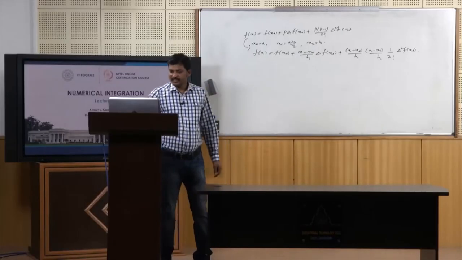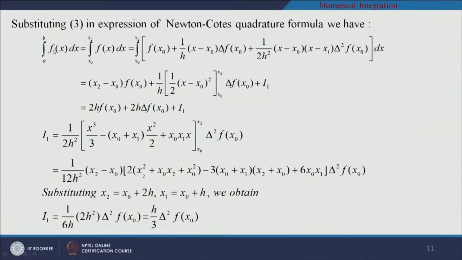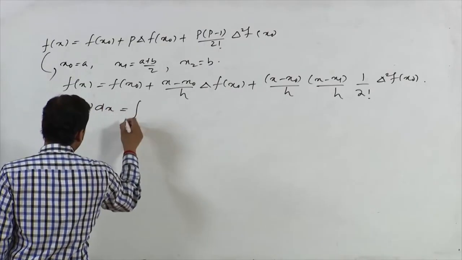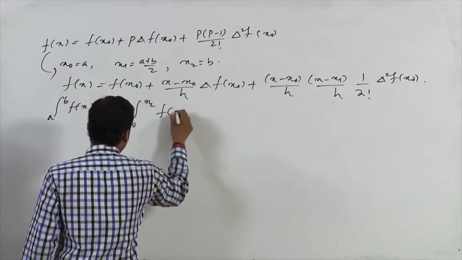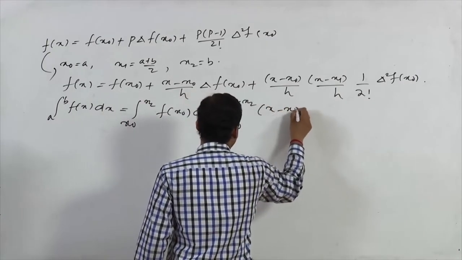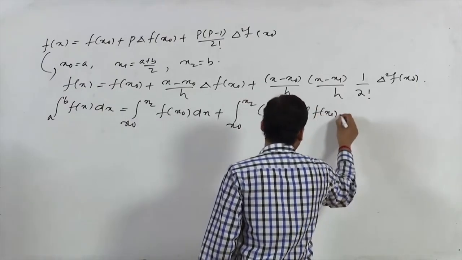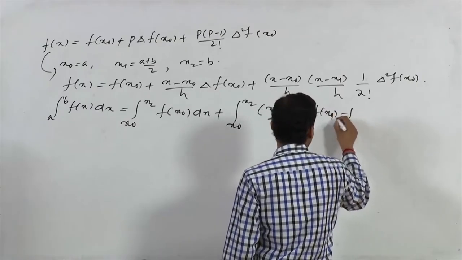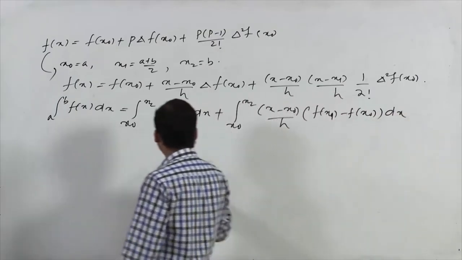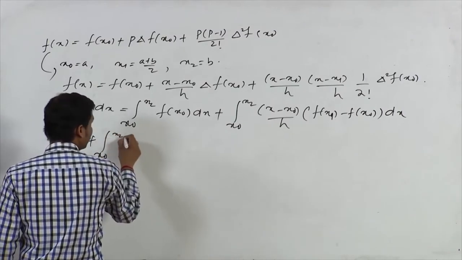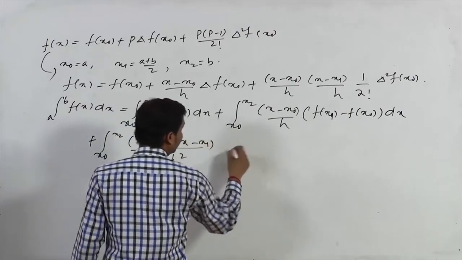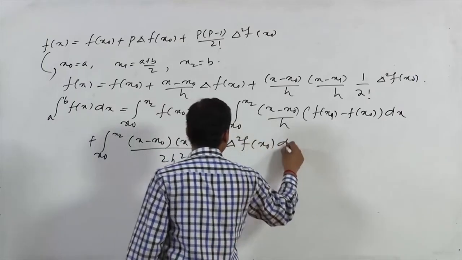If we use this integration, the integral from a to b of f of x dx, for Newton's quadrature formula, this can be written as the integral from x 0 to x 2 of f of x 0 dx, plus the integral from x 0 to x 2 of (x minus x 0) by h times (f of x 1 minus f of x 0) dx, plus the integral from x 0 to x 2 of (x minus x 0)(x minus x 1) divided by 2 h square times del square of f of x 0 dx here.